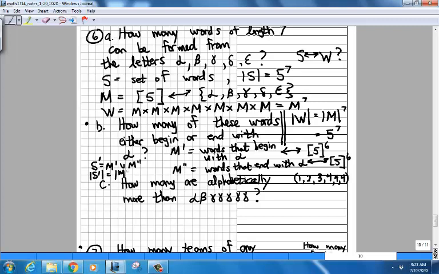That's what I'm hoping for, correct? M double prime, right? But unfortunately, that's too big. So what has gone wrong here? If this were correct, then I'd be home free, right?